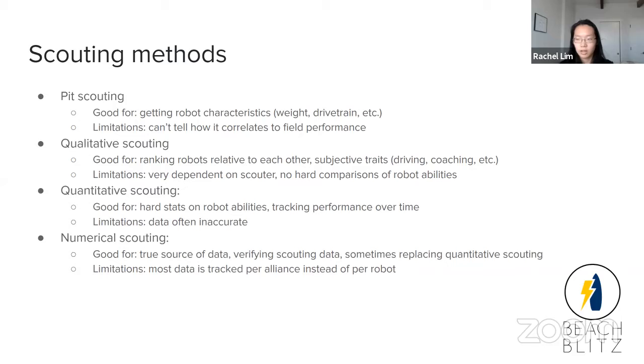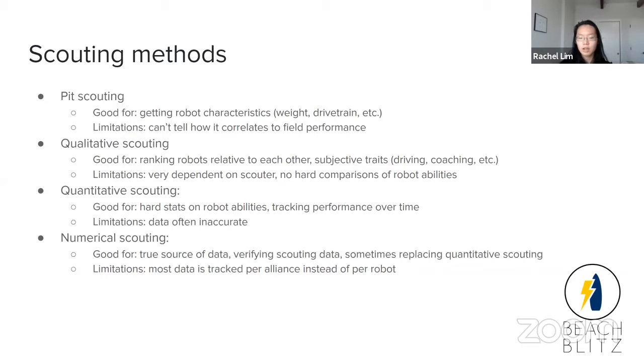And this is when numerical scouting is really helpful because we're using data that's sort of like absolutely true. This is the data that gets scored by refs. So there's no what happens if my scout wasn't paying attention for a minute. It can also help if you don't have enough scouters to scout every match. And it can be used to supplement or sometimes replace quantitative scouting data.